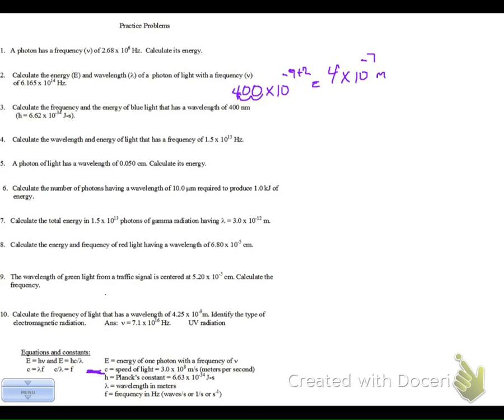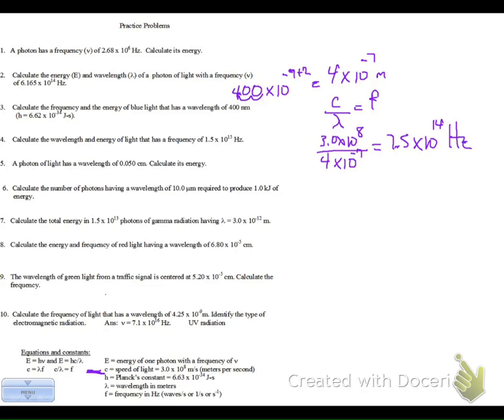All right, so now let's calculate first the frequency. The frequency is going to be C divided by the wavelength to give us F. 3 times 10 to the 8th, which is the speed of light, over 4 times 10 to the minus 7. And I got 7.5 times 10 to the 14th, 1 over seconds, which is a hertz.